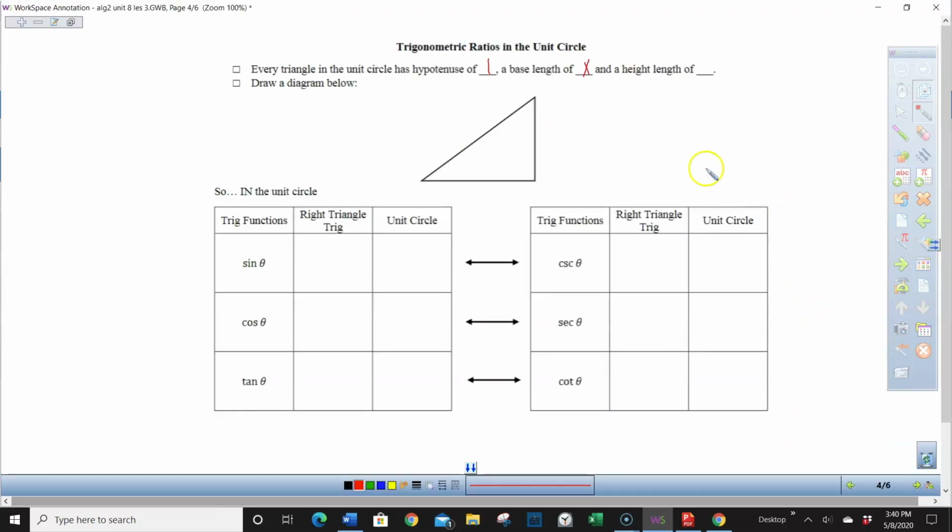So let's look at this, and it begins with: every triangle in the unit circle has a hypotenuse of 1 and a base length of x and a height of y. So let's look at this triangle. We have a hypotenuse of 1, we have a base length of x, and a height of y. And this is our angle at the origin, okay?